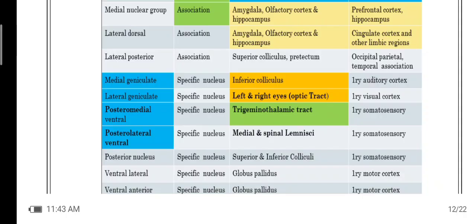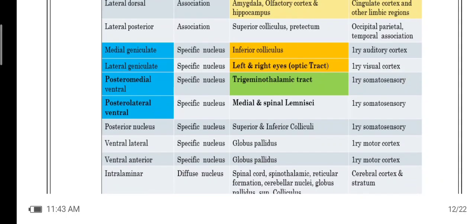The medial geniculate, the specific nucleus of the inferior colliculus and the auditory cortex. The lateral geniculate, the specific nucleus of the left and right eye. That means optic tract, the fiber ray of the visual cortex. The posterior ventral nucleus, the specific nucleus.